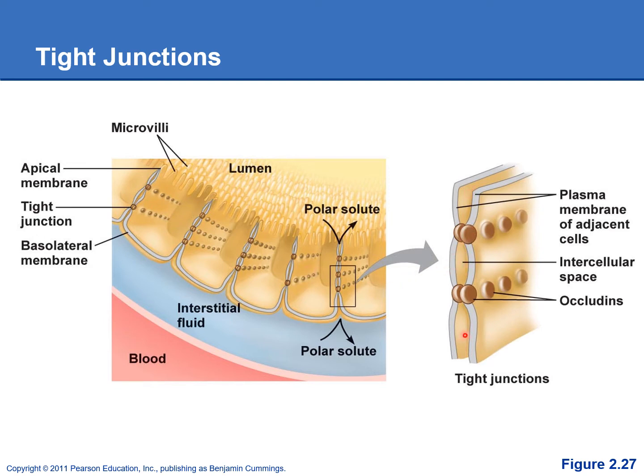And here's a close-up view. And so you can see that these tight junctions make it so that things cannot go in between these epithelial cells, which is good, because if you have some food or bacteria sitting in your intestine, you would not want that to slip in between those epithelial cells and make it into your abdominal cavity, because that would kill you.